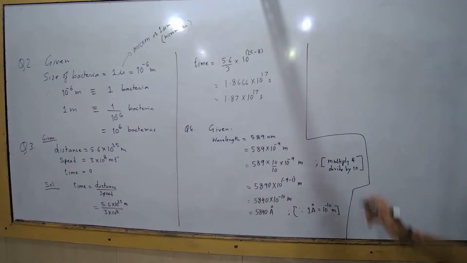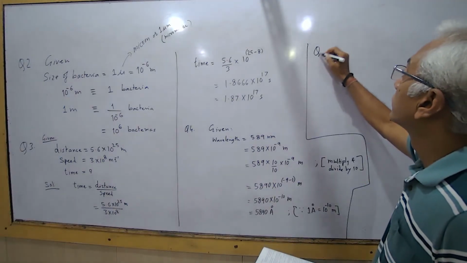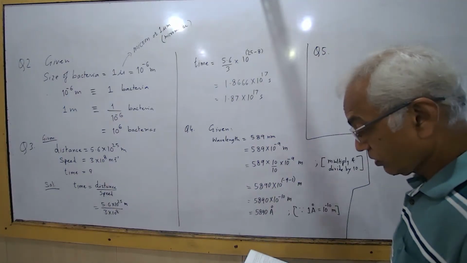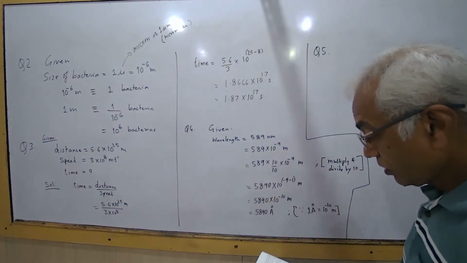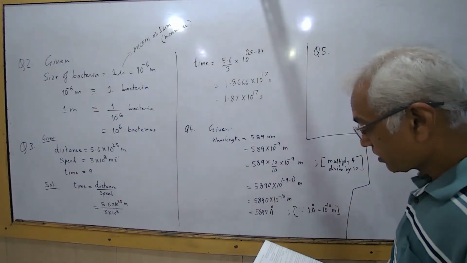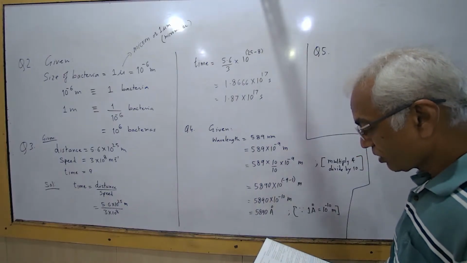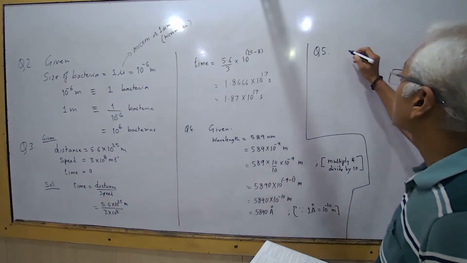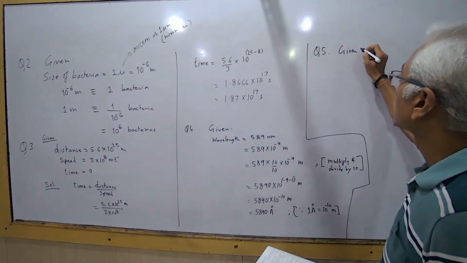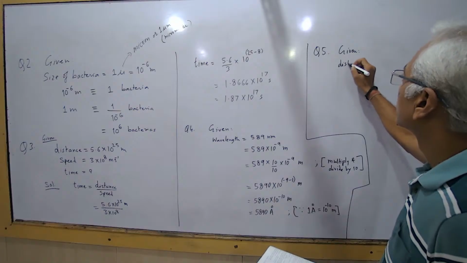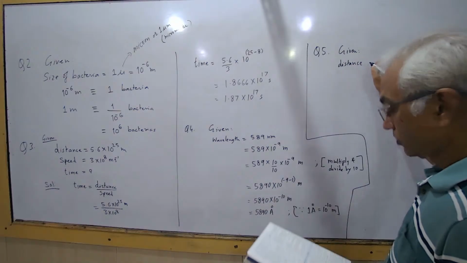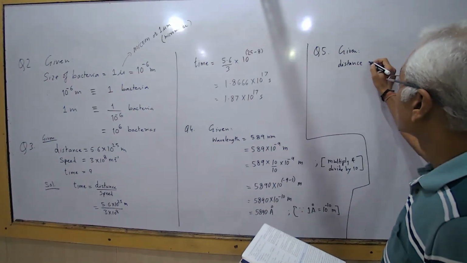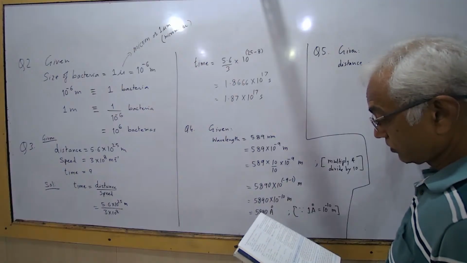Let's go ahead. Question 5. What is it? The distance of the nearest star, Proxima Centauri, from the Earth is this. So what is given is distance. Distance is equal to how much?